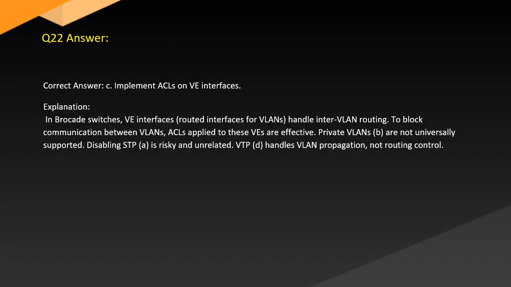Answer. Correct answer: C. Implement ACLs on VE interfaces. Explanation: In Brocade switches, VE interfaces, routed interfaces for VLANs, handle inter-VLAN routing. To block communication between VLANs, ACLs applied to these VEs are effective. Private VLANs, B, are not universally supported. Disabling STP is risky, and unrelated VTP, D, handles VLAN propagation, not routing control.